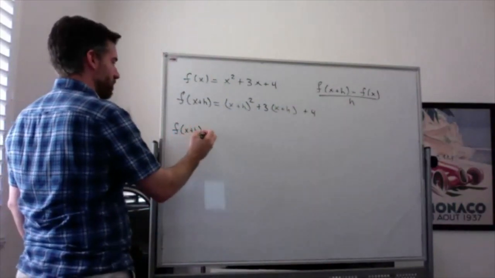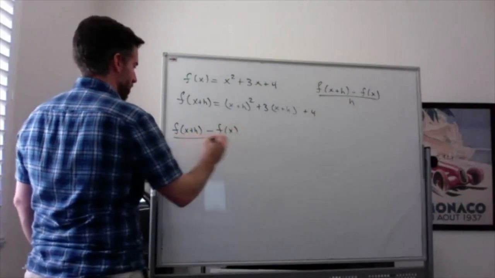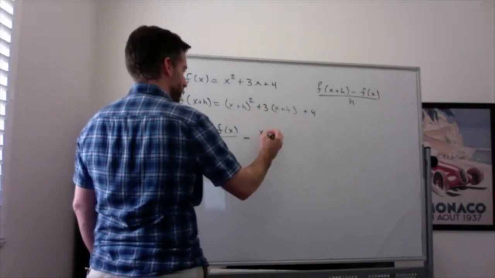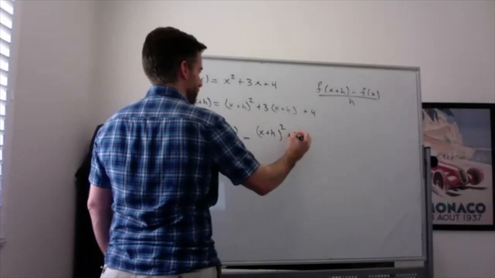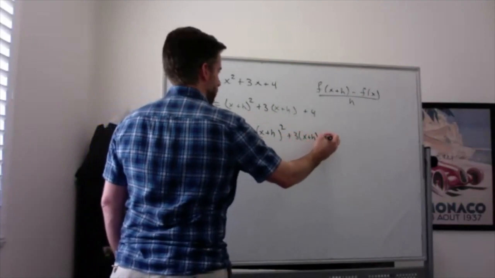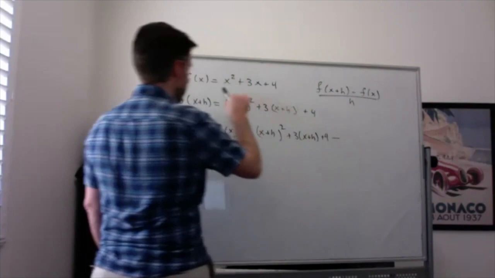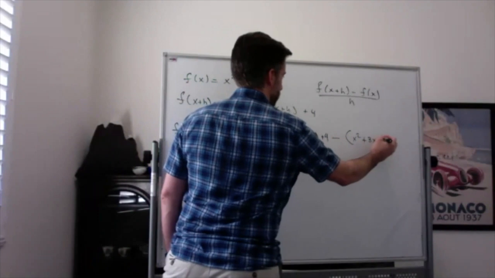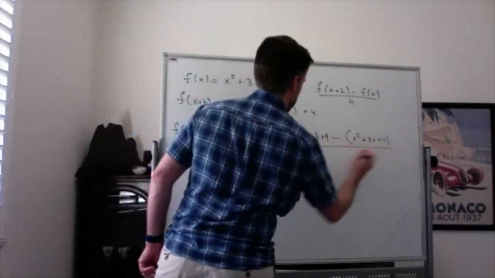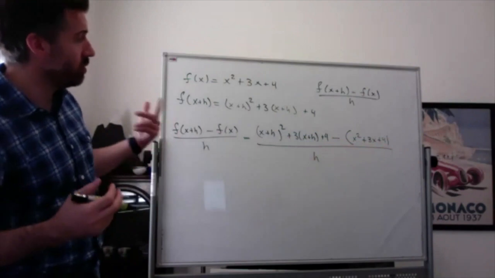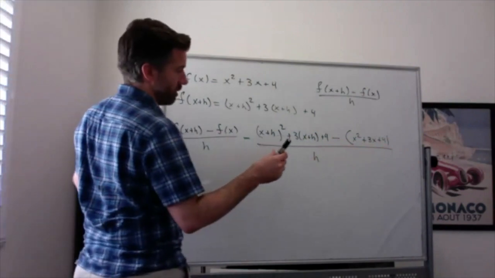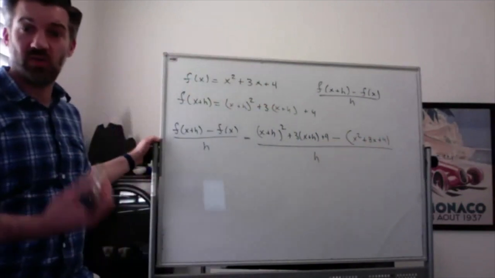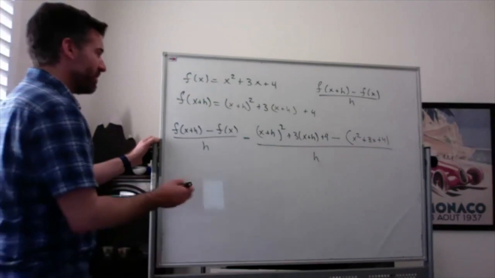So f of x plus h minus f of x all over h is equal to x plus h squared plus 3 times x plus h plus 4 minus f of x, which is x squared plus 3x plus 4. And it is super important that when you do this, you make sure you're subtracting all of this part here, so that when you subtract, you actually distribute the minus in there. So now we're going to simplify.